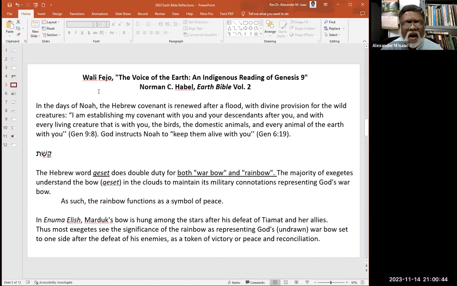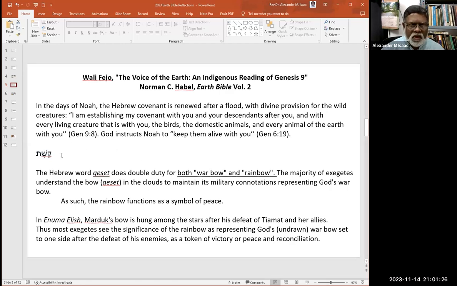In the days of Noah, the Hebrew covenant is renewed after a flood with the divine provision for the wild creatures. I am establishing my covenant with you and your descendants after you, and with every living creature that is with you, the birds, the domestic animals, and every animal of the earth with you. And God instructs Noah to keep them alive with him in the ark that he constructed.